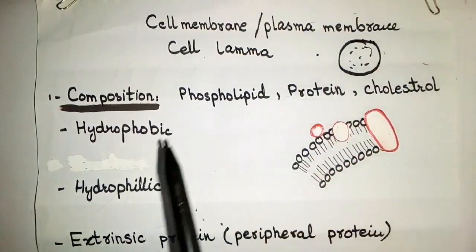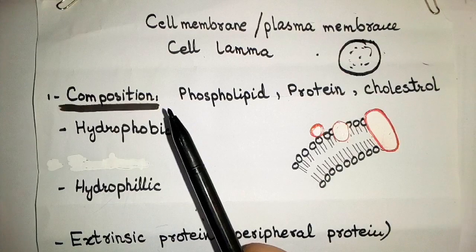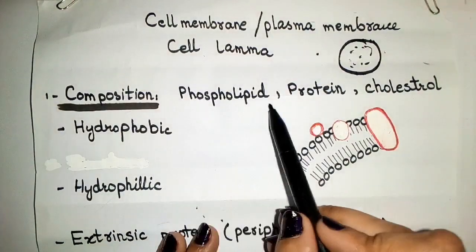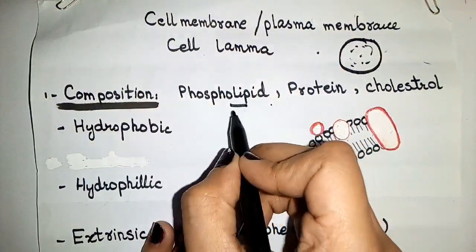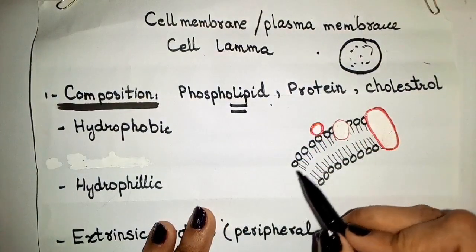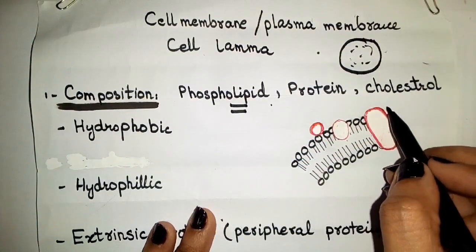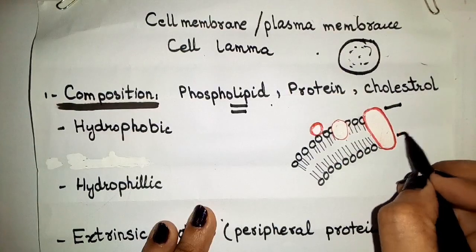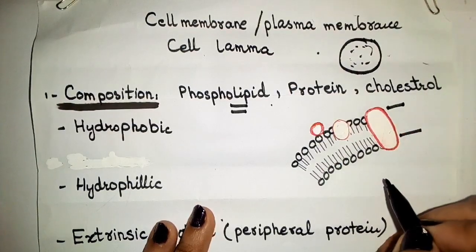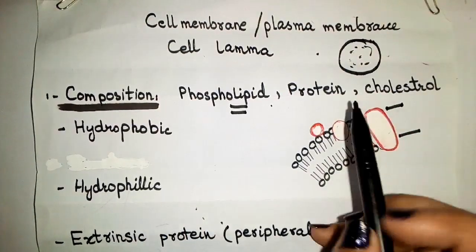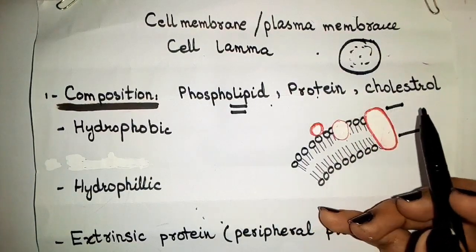Now first thing we are going to discuss is the composition. Cell membrane is composed of phospholipid. There are two layers of phospholipid you can see in the diagram. This one, the top one, is the first layer and this is the second layer. It means it is a double membrane, bilayered structure. It is composed of protein and cholesterol.